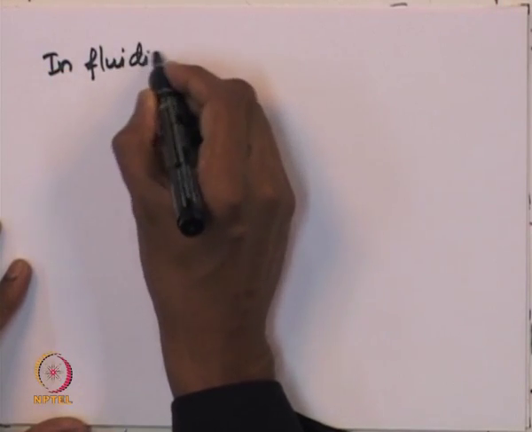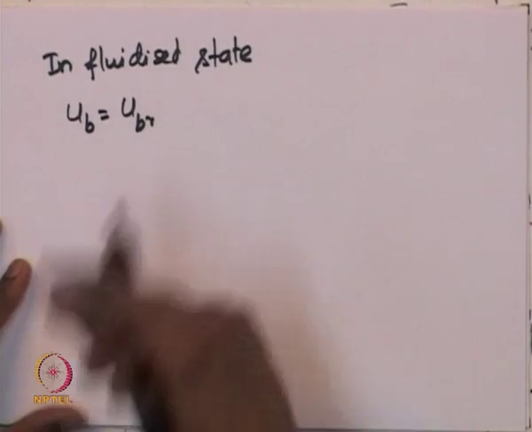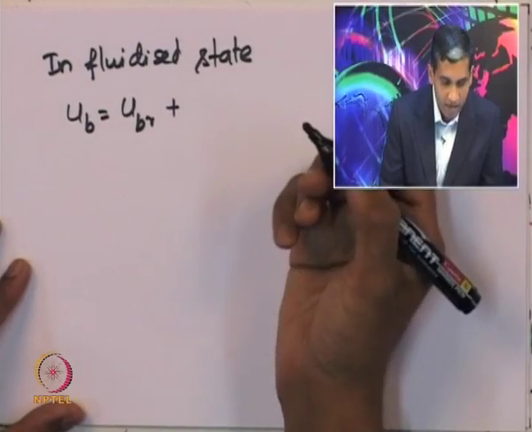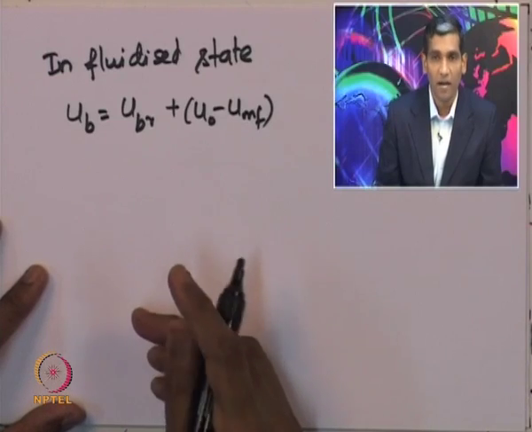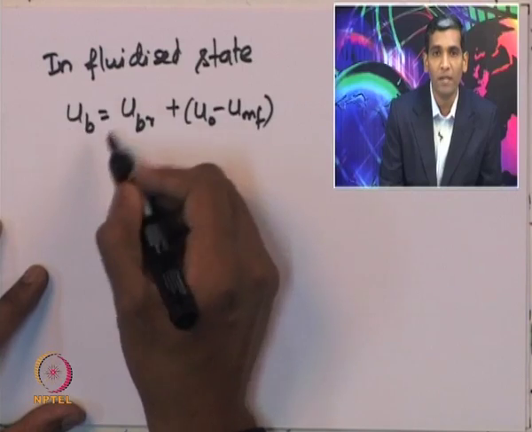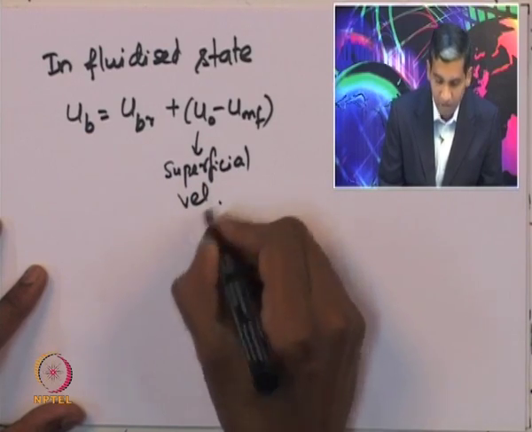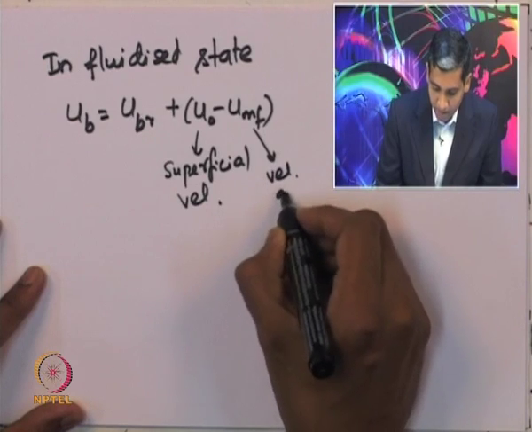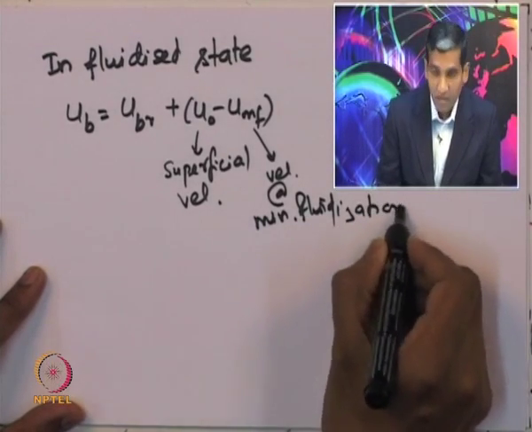So therefore, in a fluidized state, there has to be some correction associated with the bubble velocity compared to just a single bubble. The correction is given by U naught minus UMF. That's the correction to the single bubble velocity, and that tells us the velocity of the bubble in a fluidized state, where U naught is the superficial velocity with which the gas stream is flown into the fluidized bed reactor, and UMF is the corresponding velocity at the minimum fluidization point.